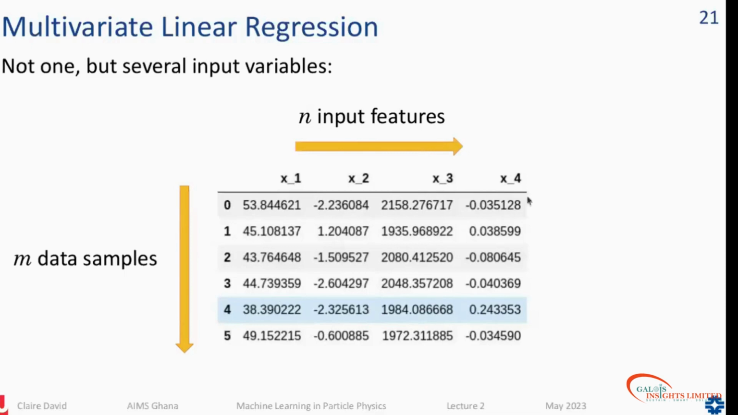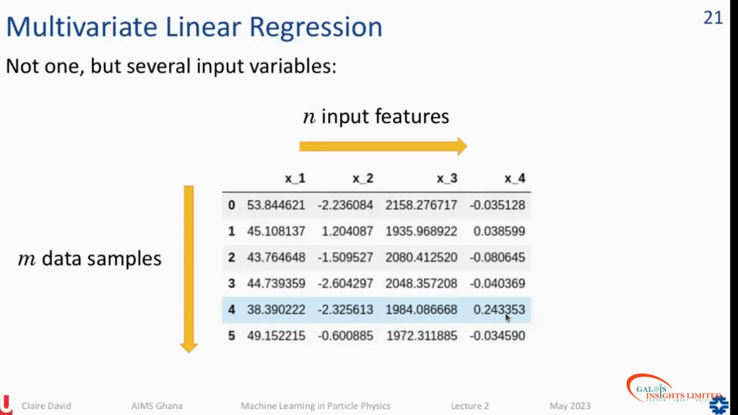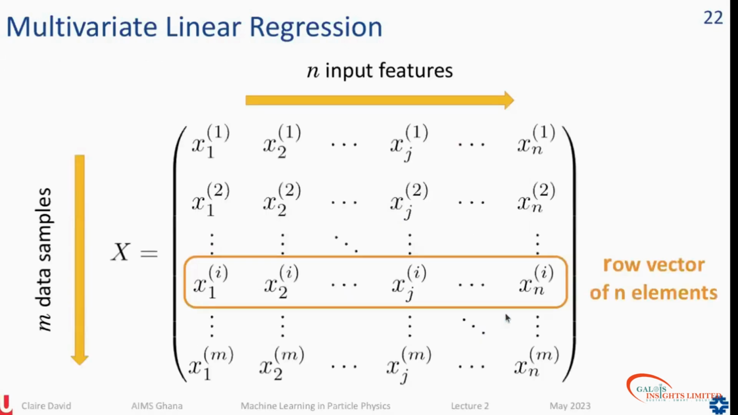This comes in the form of a matrix where the values that are going down from left to down simply refer to the M data samples, which are the rows that we are looking at. And each of the columns simply refers to the features, the number of features that you are looking at.